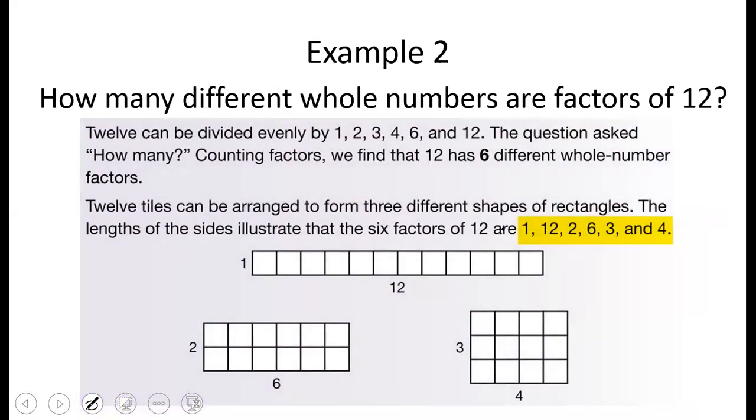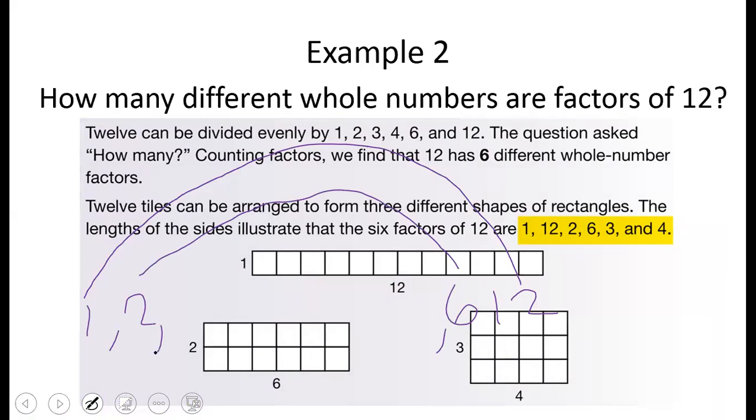All right, so you should have come up with 1, 2, 3, 4, 6, and 12. And you could have used the tiles like it shows here on the screen. You could have also done the rainbow, did a 1 and a 12, a 2, yeah, a 2 will equal a 6.